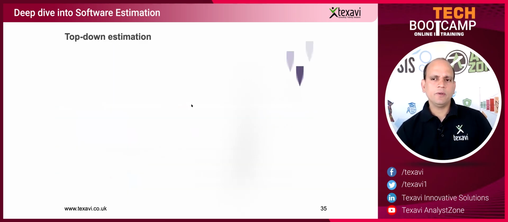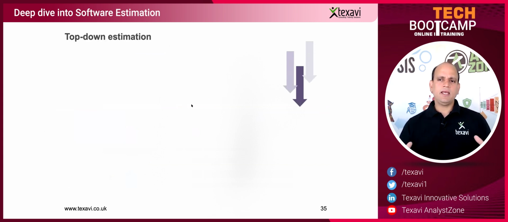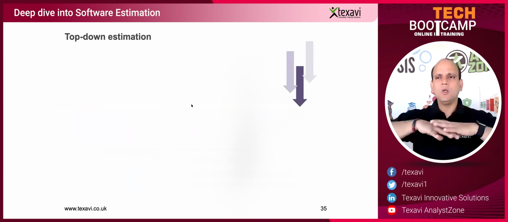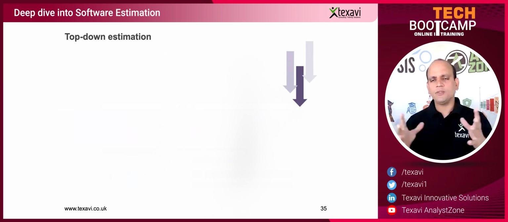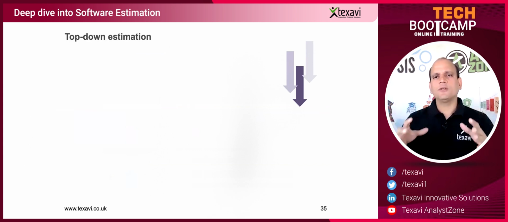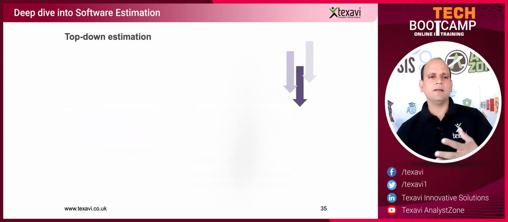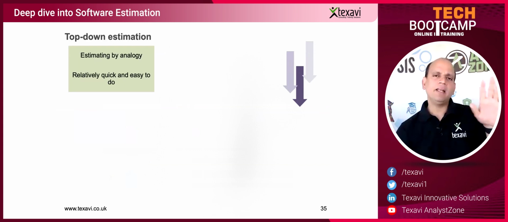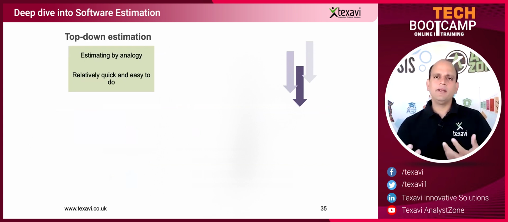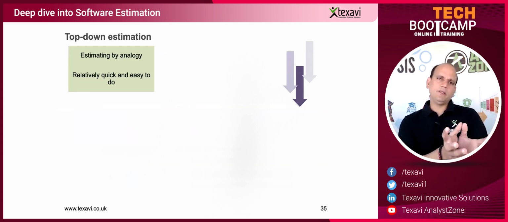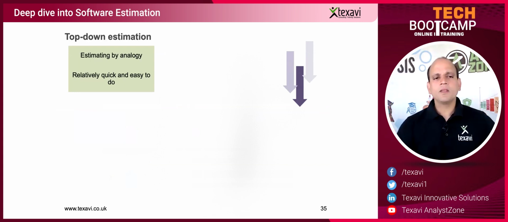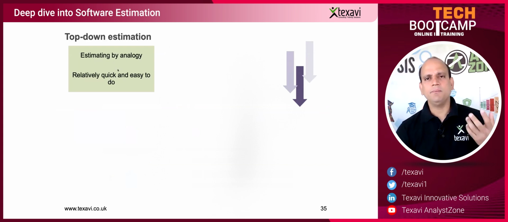Let's have a quick look at what this top-down estimation is. As the term says, it's looking at the big picture view and trying to break it down into parts. That's the aspect of functional decomposition, or looking at something as a big picture, as a comparative benchmark, and then analyzing it and saying, okay, this could be similar in size, so it would cost so much, or it would take so much effort. People call this estimating by analogy.